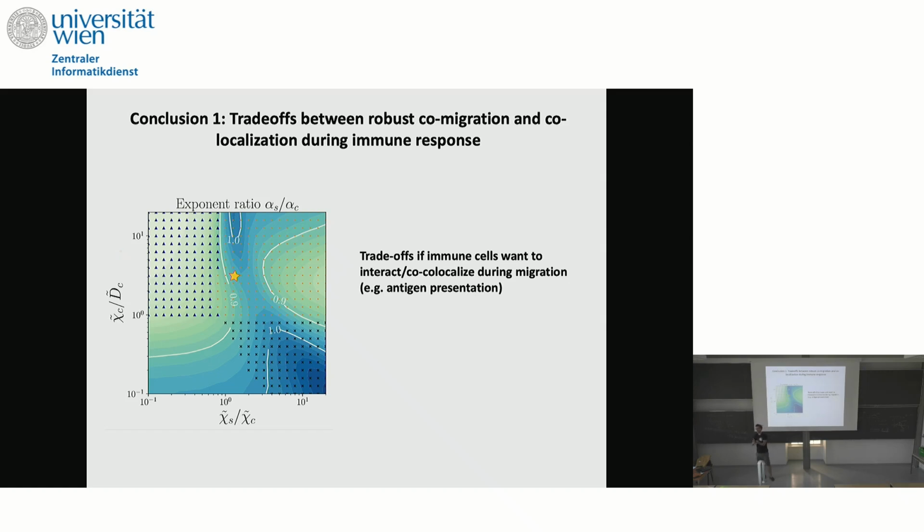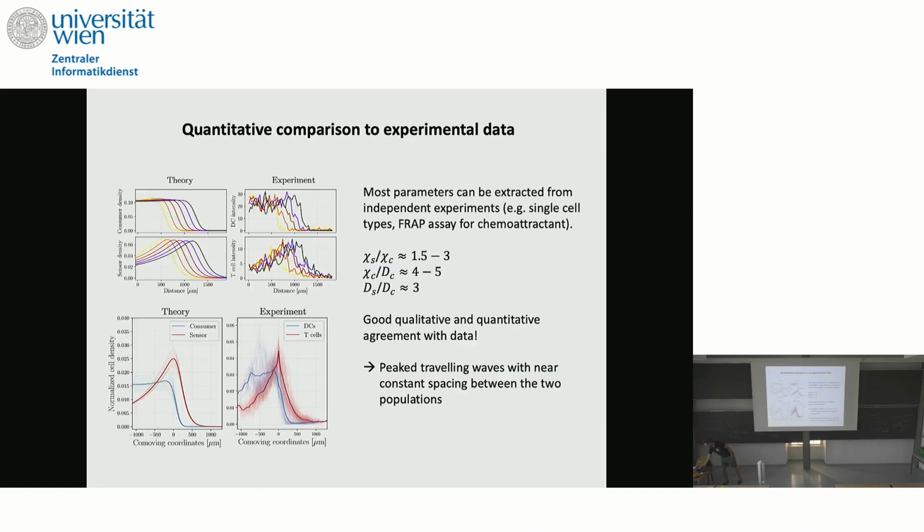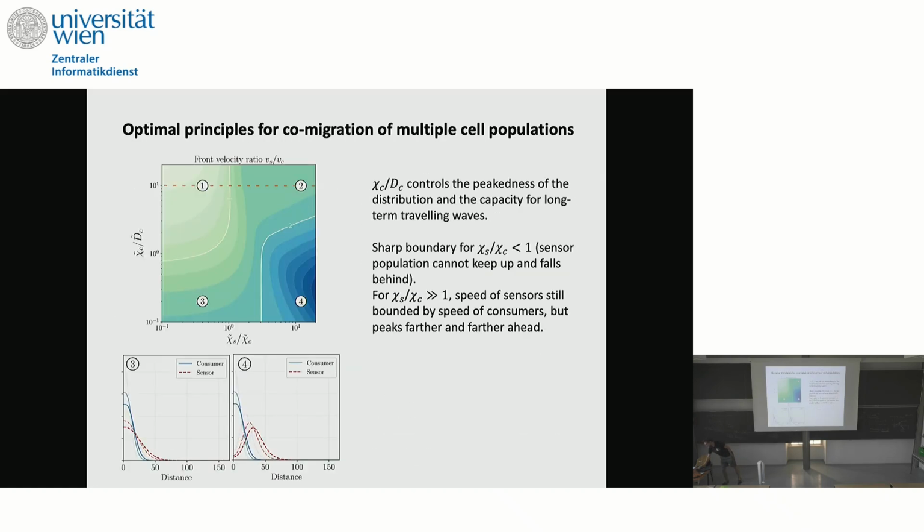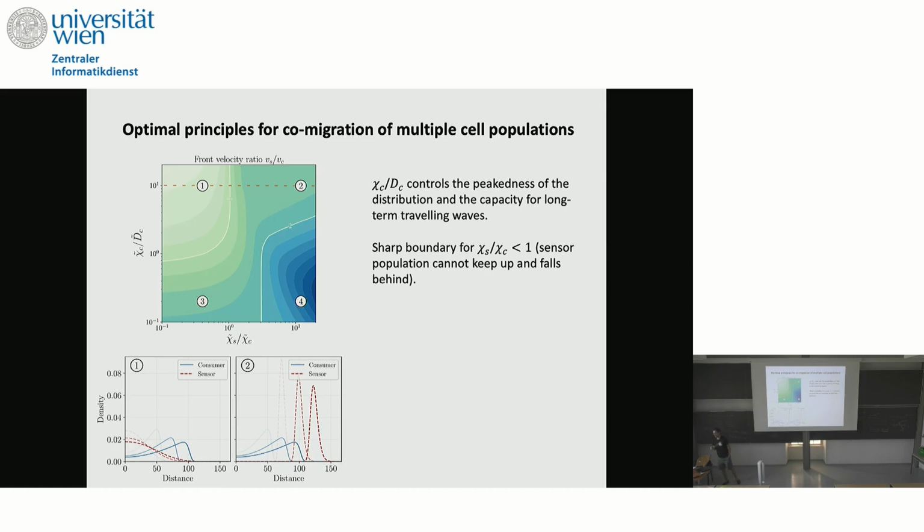And so what you want in an immune response is two different immune cell types to talk to each other, so you want them to be spatially colocalized. Then we thought, what kind of parameter regime do you want if you want robust migration, so cells all migrate towards a specific target, but you also want them to be colocalized spatially? You're going to see that all of these things have trade-offs.